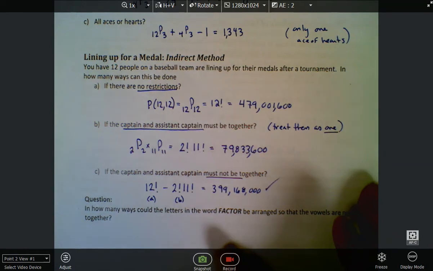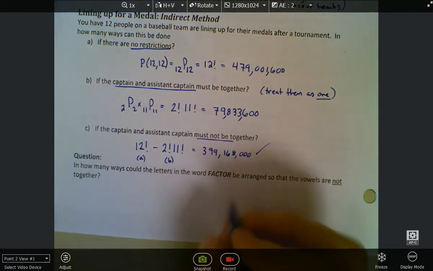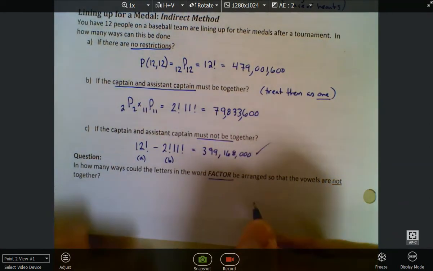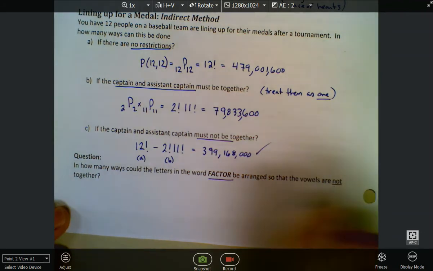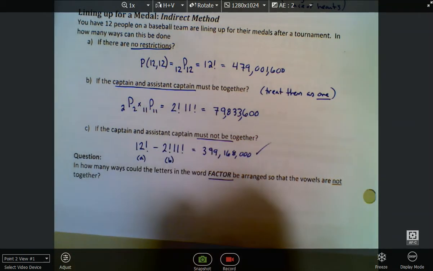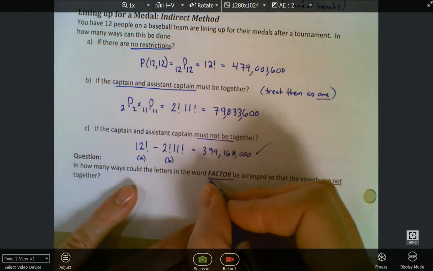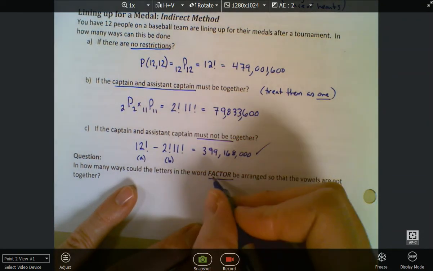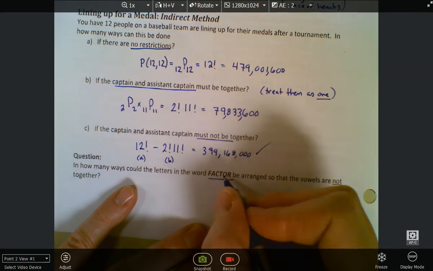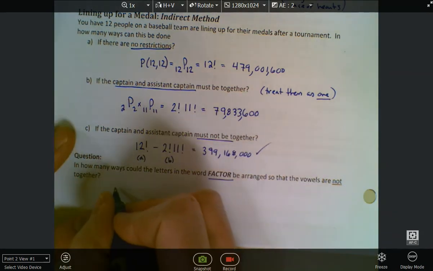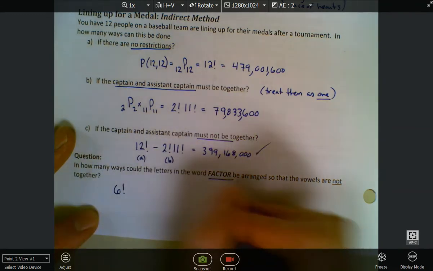Okay, the very last one is this question here: in how many ways could the letters in the word factor be arranged so that the vowels are not together? Okay, so just take the word factor. There's no repeating letters in here, so that's good. So there's 1, 2, 3, 4, 5, 6. So there are 6 factorial ways of arranging the letters.